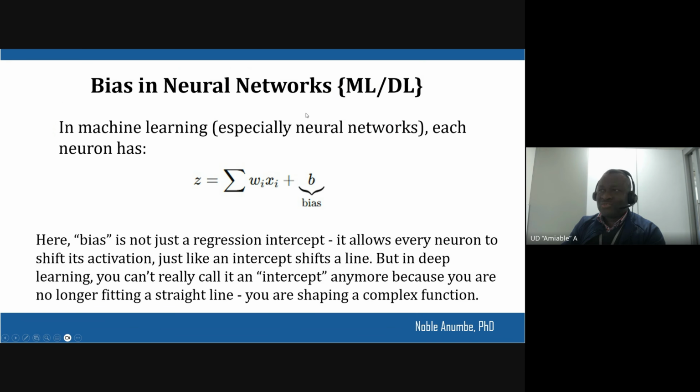But in neural networks, in machine learning, especially neural networks, each neuron, remember when I told you that it's the same equation for each of those neurons that I showed you in the neural network, right? Each of them, this is the equation of what's going on there. Here it says bias is not just a regression intercept. It allows every neuron to shift its activation, right?